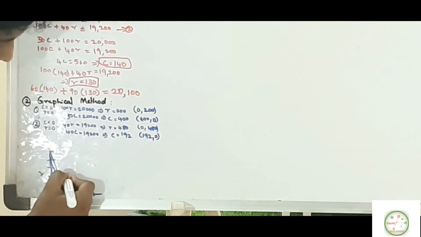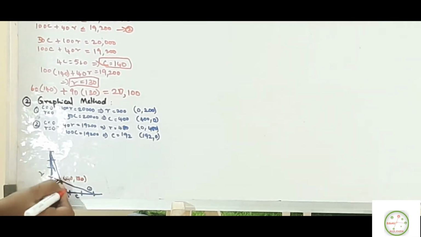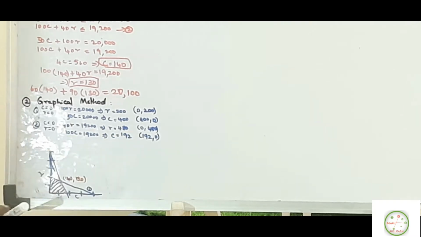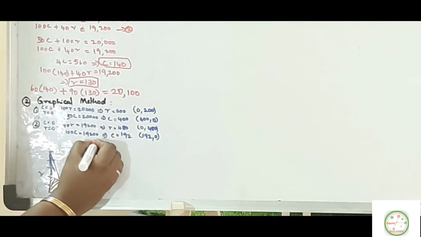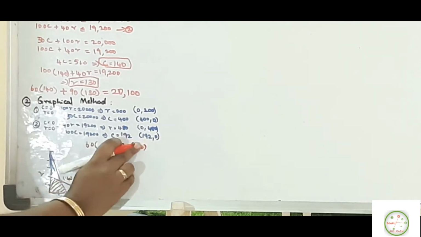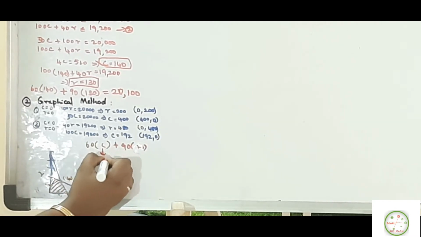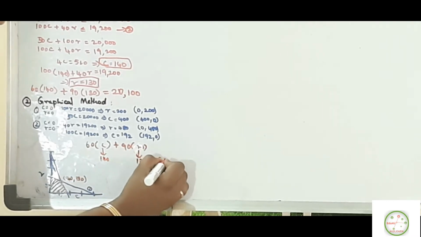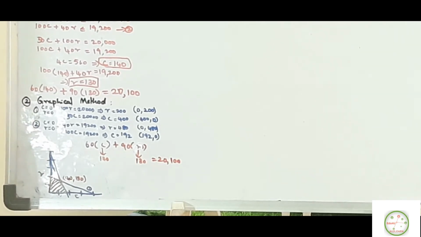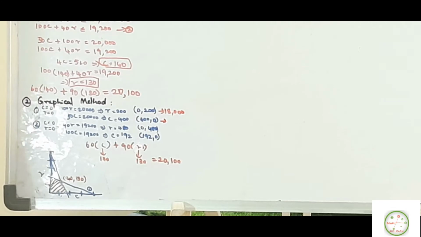So this point is C 140, and that is the place where we get the maximum profit. So this is the graphical way of solving the problem. And these profits can be calculated by substituting in our formula, where here it is going to be R and here it is going to be C. For this it is going to give a maximum of 20,100, whereas for this it is going to be 18,000.